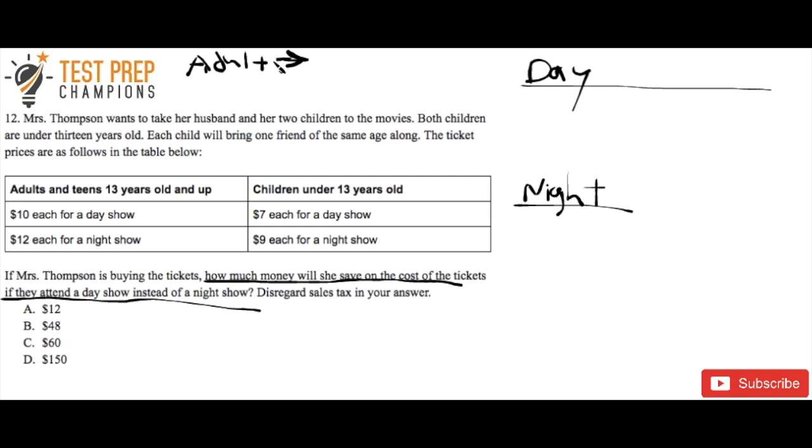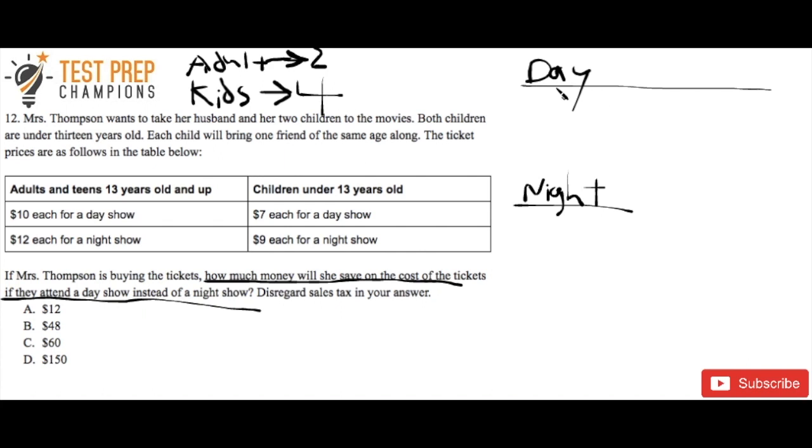Okay, and then how many children do we have here? Well, we've got their 2 children, and then they're each bringing one friend of the same age. Let me make it even simpler. Let's just call them kids. And so there's going to be 4 kids total here, right? Because of Mrs. Thompson's 2 children, and each of them are bringing a friend along, so we would have 4 kids here. So we've got 2 adults and 4 kids.